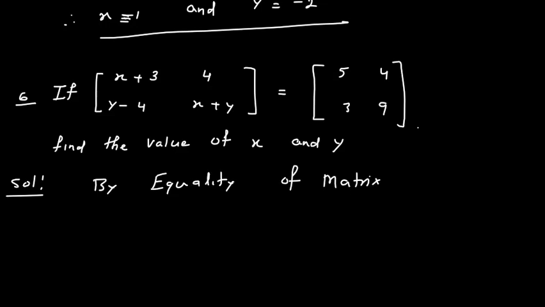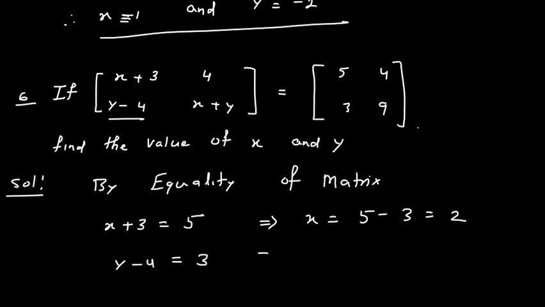By equality of matrix we can say that this x plus 3 is equal to 5. So from this we get the value of x is equal to 5 minus 3 equal to 2. And then here y minus 4 is given. So we will not use this x plus y. Better, this y minus 4 is equal to 3. And from this we will get y equal to 3 plus 4, which is 7.